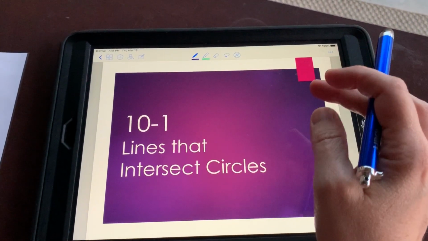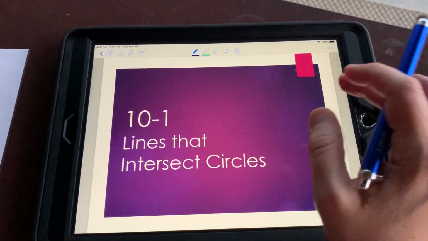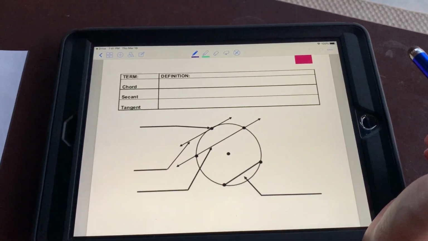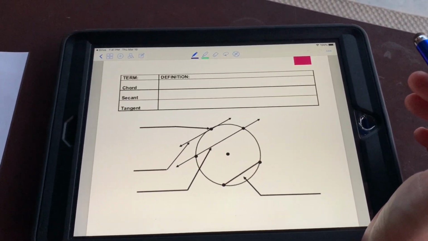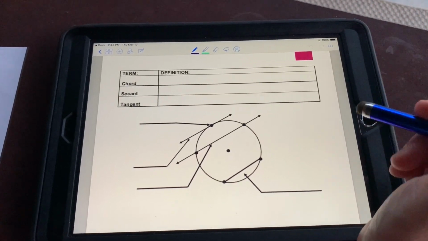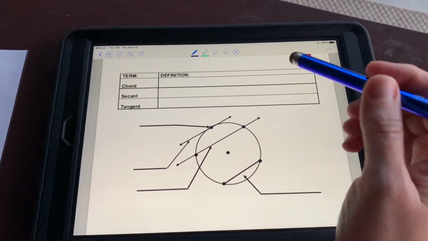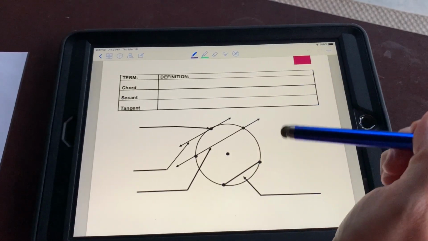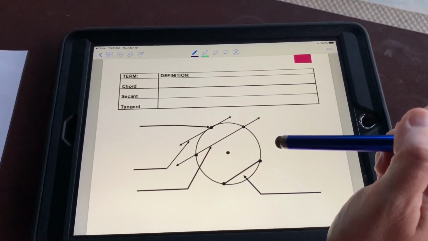All right, guys, let's look at our lesson 10.1, lines that intersect circles. So we're going to talk about a few new vocabulary words that you're not used to seeing with circles, and we'll review the ones that you have seen. The first one here is the word chord. So I'm going to show you what it looks like first, and then we're going to talk about the definition.